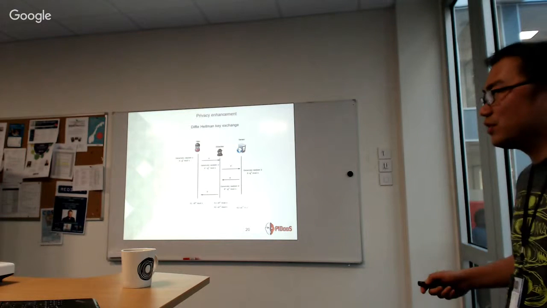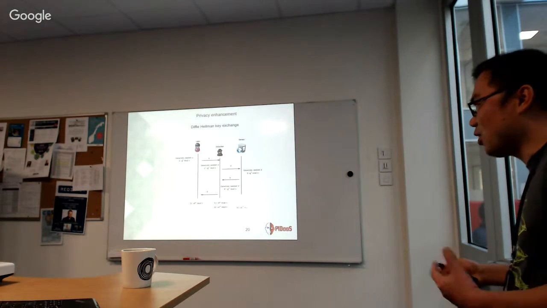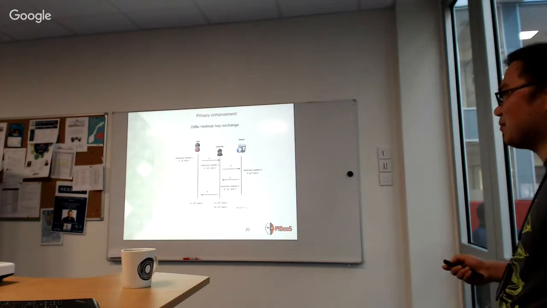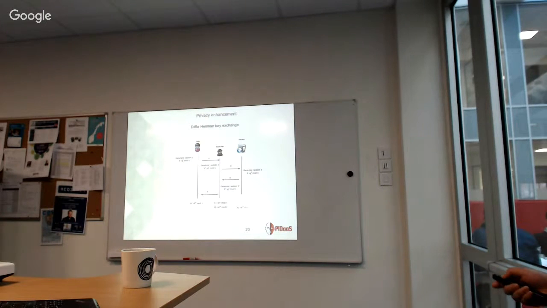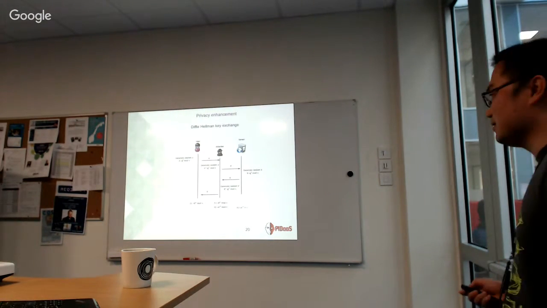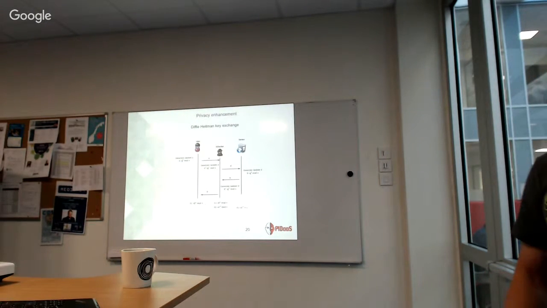attacker, and the attacker will generate his own public key, pretending to be the server, and send it to the real user. And then the attacker will be in the middle. He can gain the information from the user and also from the server, from both sides.